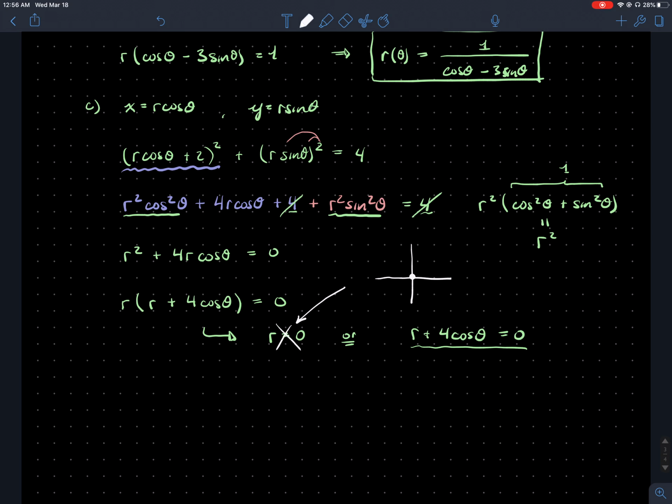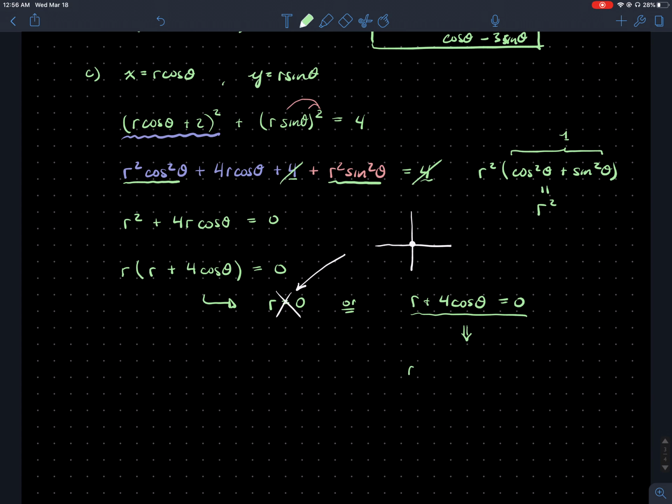And so we can get rid of r is equal to 0, and we can move forward with this one. Now r is completely isolated, so we can say r of theta, where r is our output and theta is our input, is equal to negative 4 cosine of theta. And that is our answer.